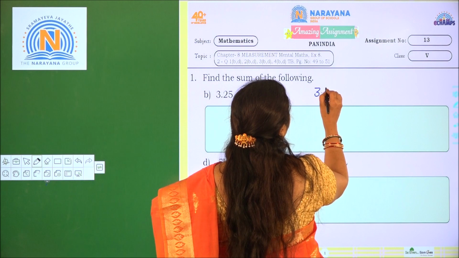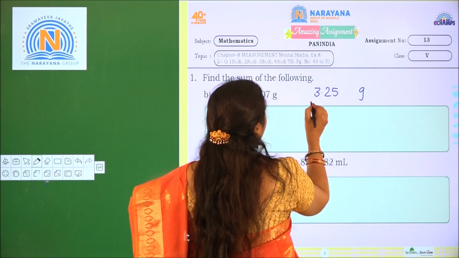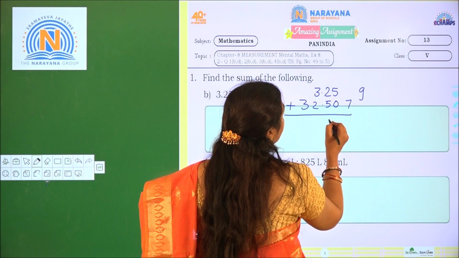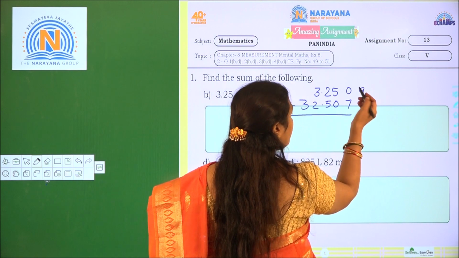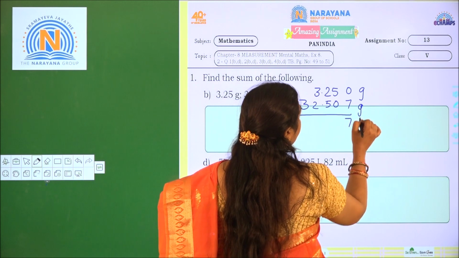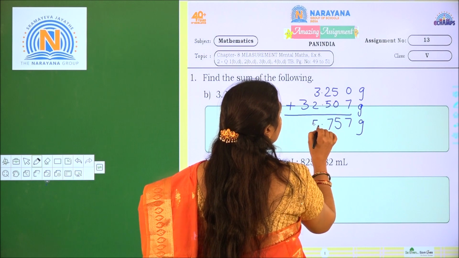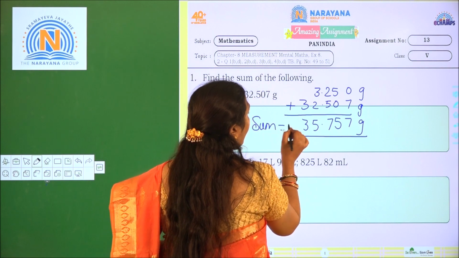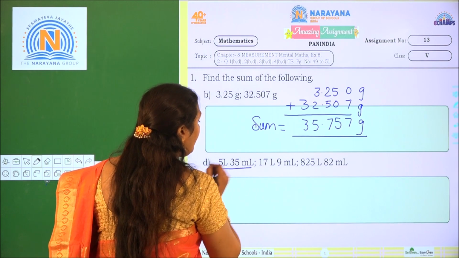So 3.25 grams is nothing but 3.250 also, we can write like 32.507. Now add the numbers. 5 plus 32 point, we can write 0 or nothing, no need to write also, because 0 plus 7 is 7 here, 5 plus 0 is 5, 2 plus 5 is 7, 3 plus 2 is 5 and here 3. So what is the answer? The sum is 35.757 grams.